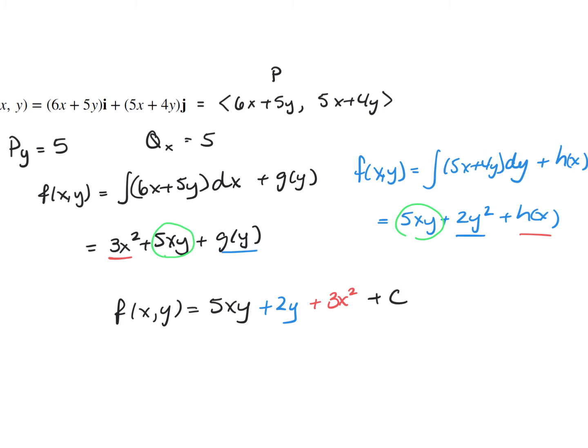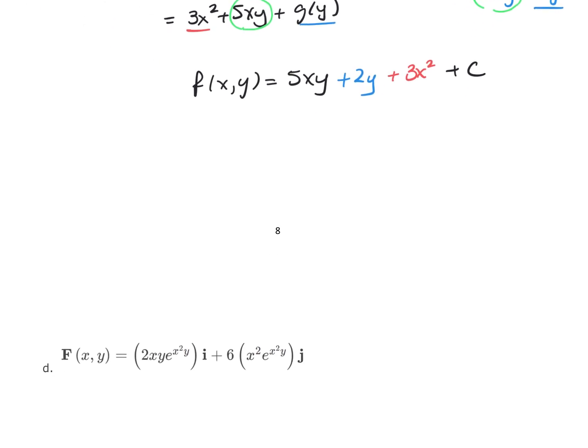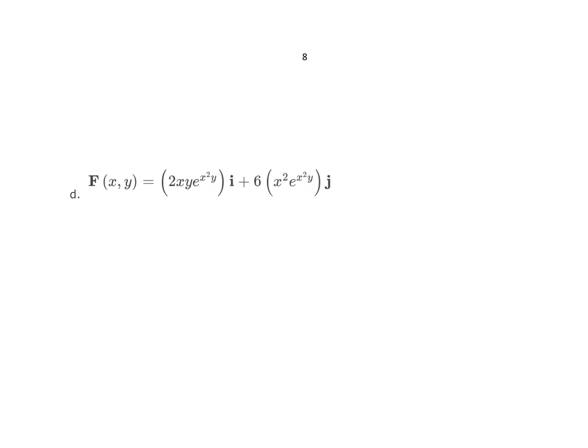And that's it. Let's take a look at my next example here, where I'm asked to find, again, I've got a whole bunch more derivatives in this. This is awesome. So this is going to be 2xy e to the x squared y, and then I have x squared e to the x squared y. So of course, the first thing I'm going to do is take my partial with respect to y. So p of y is going to be, well, that actually isn't too bad. It's the product rule, so it's not too bad.